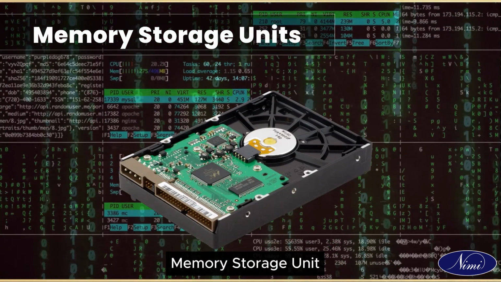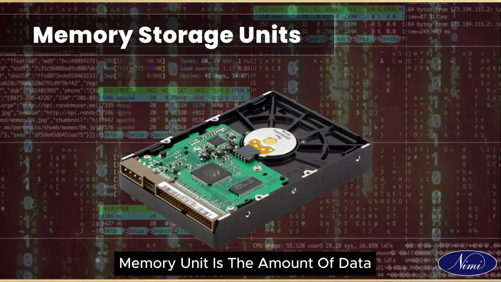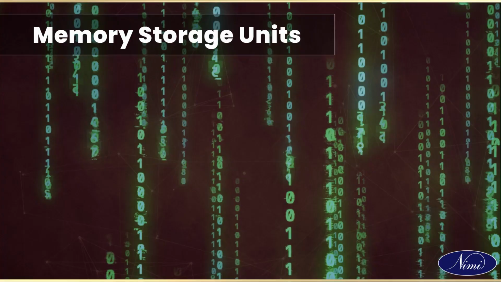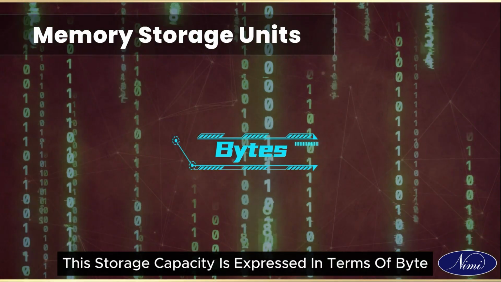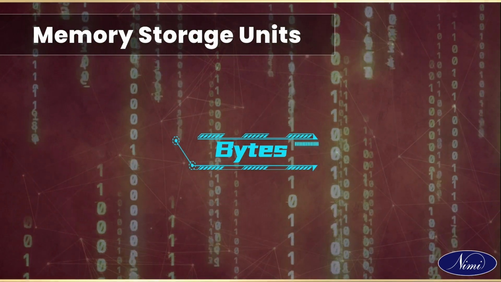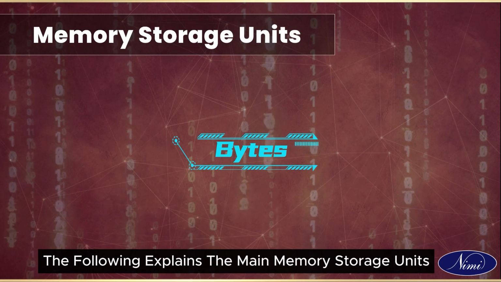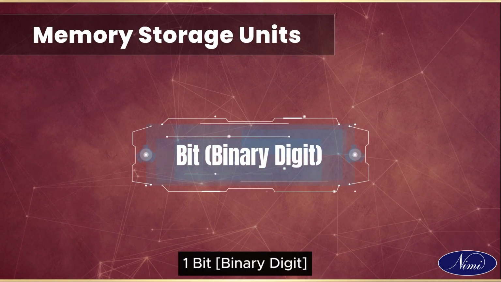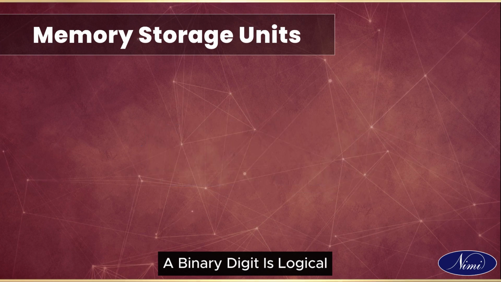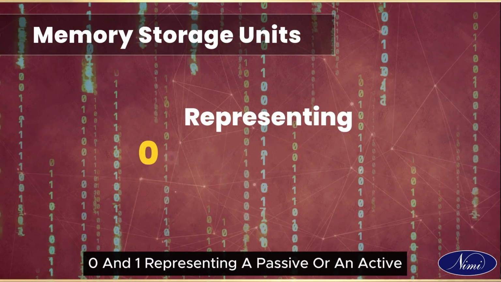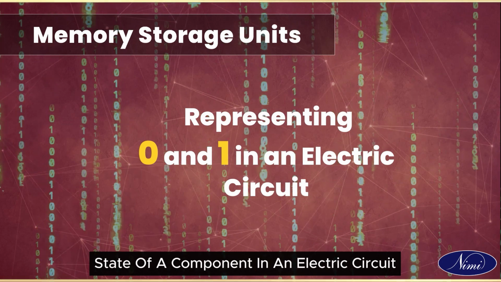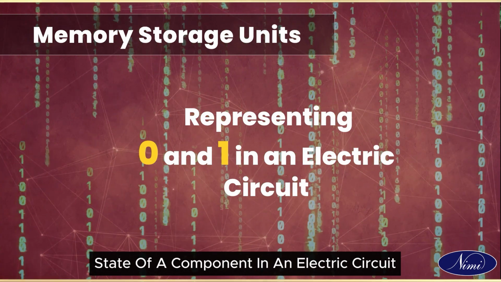Memory storage unit. Memory unit is the amount of data that can be stored in the storage unit. This storage capacity is expressed in terms of bytes. The following explains the main memory storage units. 1. Bit, binary digit. A binary digit is a logical 0 or 1 representing a passive or an active state of a component in an electric circuit.